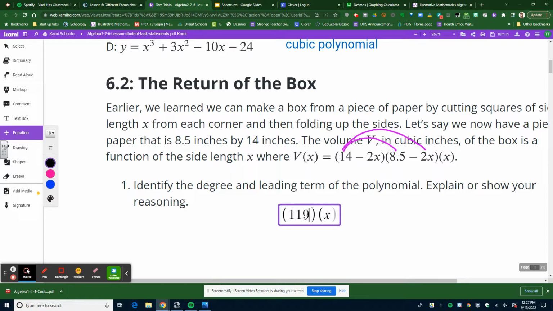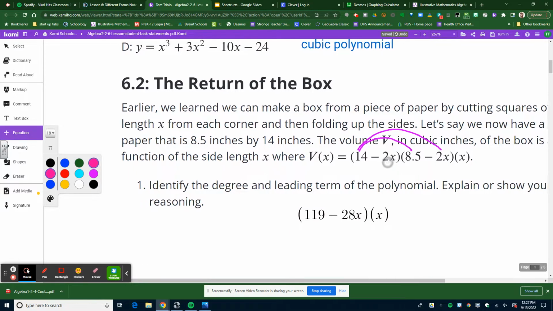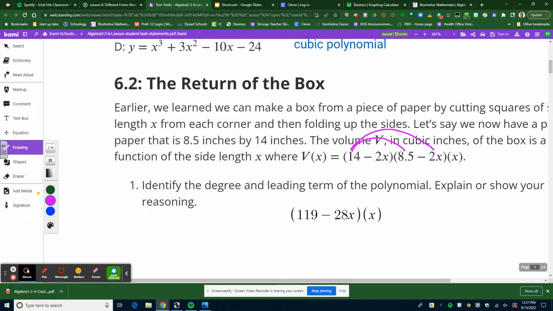And then 14 times 2 is 28. That's going to have an x. And watch your signs. So good? All right. So now we have to do this again with the 2 here and here and here and here.